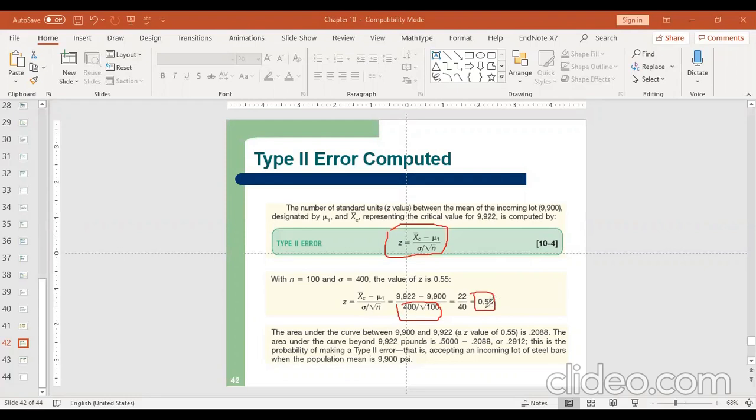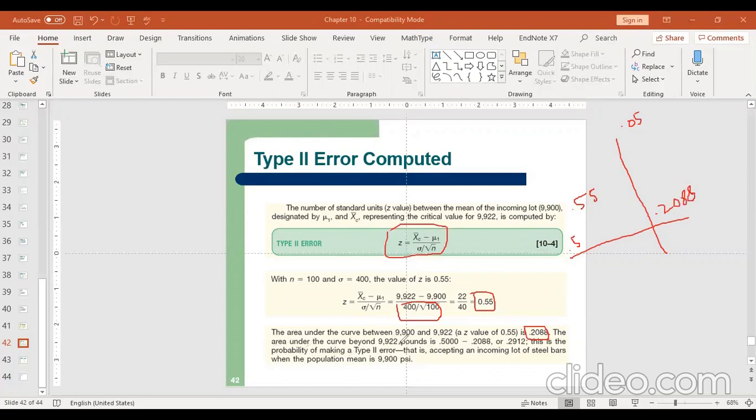If we check this value in the Z table, we will get the value of 0.2088. As you know how we check the Z value in the table, our calculated value is 0.55. So we look at 0.5 in the row, and in the column we look at 0.05. So we will get the value of 0.2088.